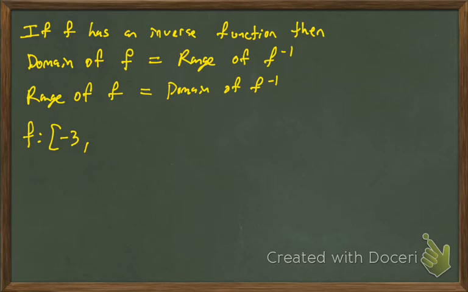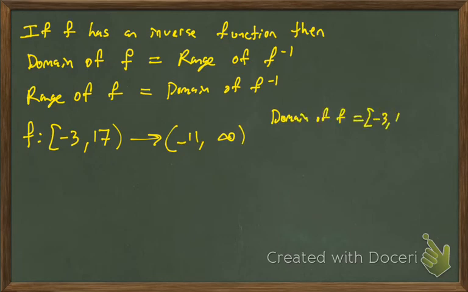So for example, let's say that f is an invertible function, meaning it's one to one, so it has an inverse. And the domain of that is -3 to 17, bracket at -3, parentheses at 17. And the range is -11 to infinity. So the domain is going to be -3 to 17, and then the range will be -11 to infinity.